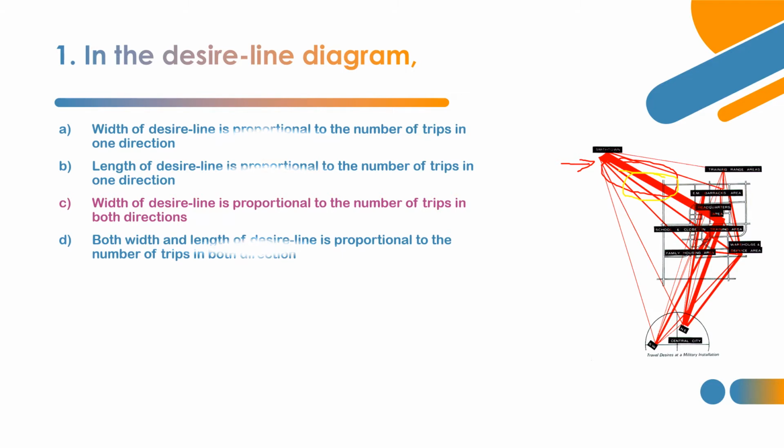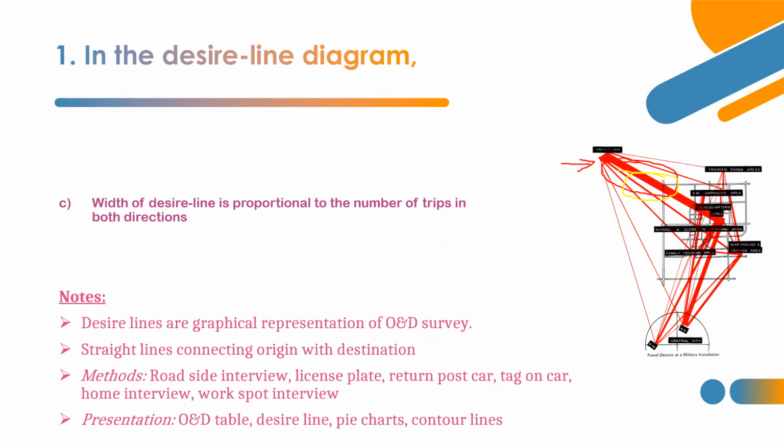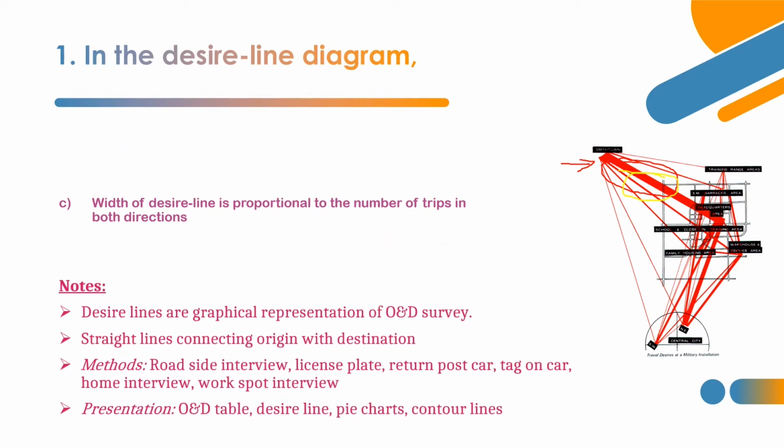Now let's see more about O&D studies, origin and destination. Desired lines are a graphical representation of the O&D survey. They are straight lines connecting origin and destination. You can see this line is very thin. That means the origin and destination between these two locations are very few in terms of number of trips.